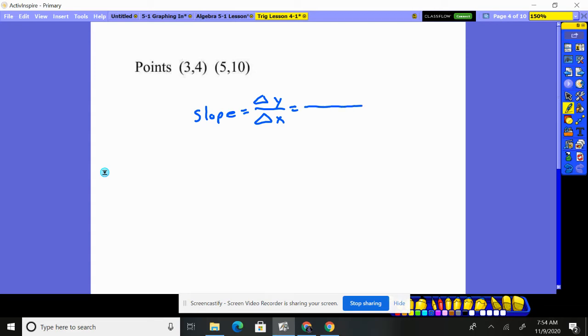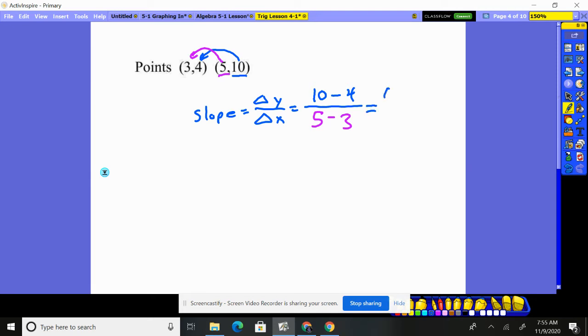What I'm worried about is, as long as you start with this y, let's say, and you subtract that 4, you have to make sure you start with that 5. You can't all of a sudden start with a 3. So if I'm subtracting 10 minus 4, I have to make sure I do the 5 minus the 3. I got to keep it in order. Otherwise, you're going to have a negative slope or a positive slope. You're going to have the reverse of what you should.